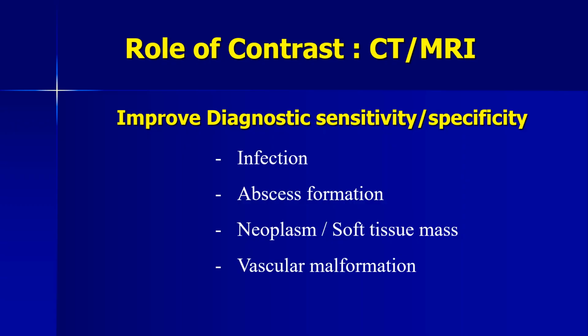So in certain situations, we use intravenous contrast that helps in improving our diagnostic accuracy. Contrast used in CT is iodine based and contrast used in MRI is gadolinium based. Contrast is injected as intravenous bolus followed by the post-contrast imaging. Contrast improves our diagnosis in the setting of infection or when we are worried about abscess formation, in the diagnosis of the soft tissue masses or neoplasm, and also in the evaluation of any vascular malformation.